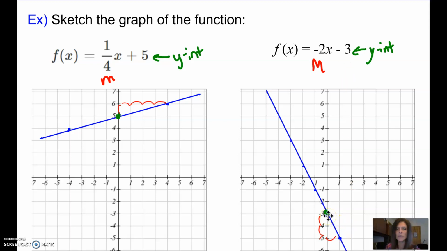So I start at -3 and I go down 1, 2, and over 1 to get my next point. Just like the last one, I can do the reverse of that. Since I have a negative, I could go up 2, and back 1. So up 2 is a positive 2, back 1 would be -1. That's still a slope of -2.